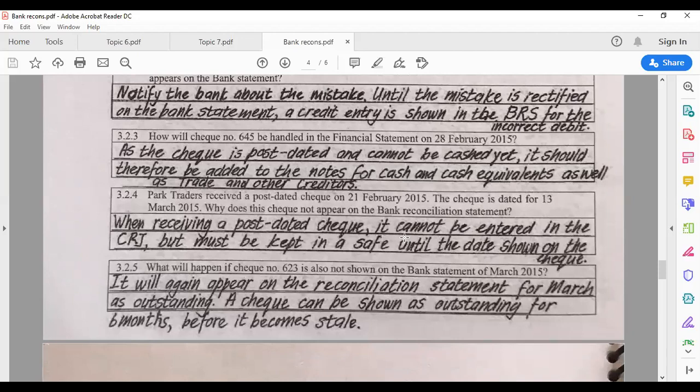When receiving a post-dated check, it cannot be entered in the CRJ. It must be kept in a safe until the date shown on the check. Okay, so this is why it does not appear on the statement, because neither my records account for it, nor does the bank account for it. So that's an important principle.